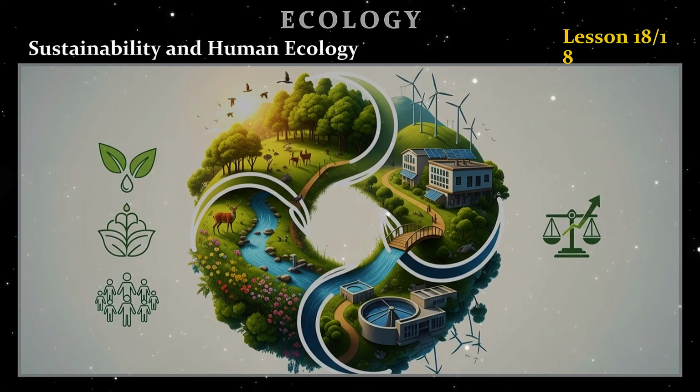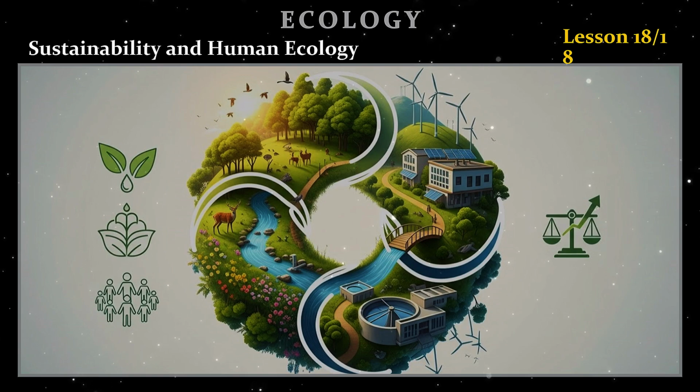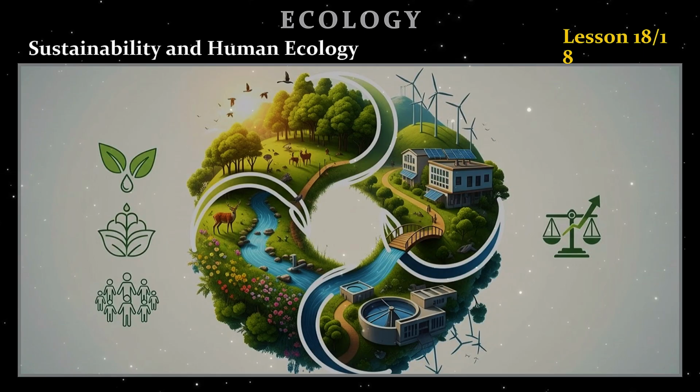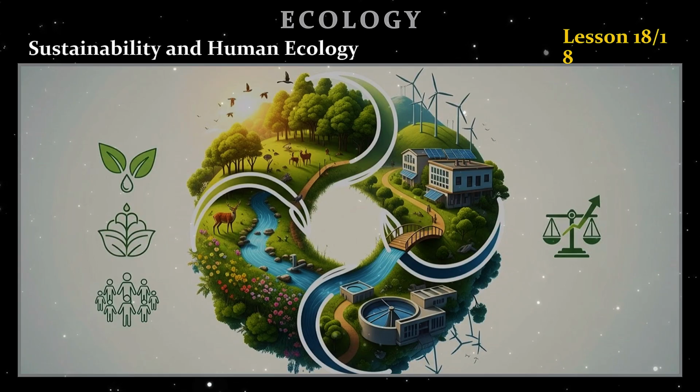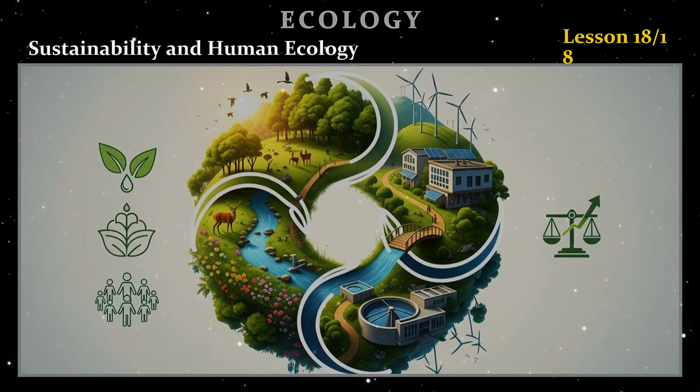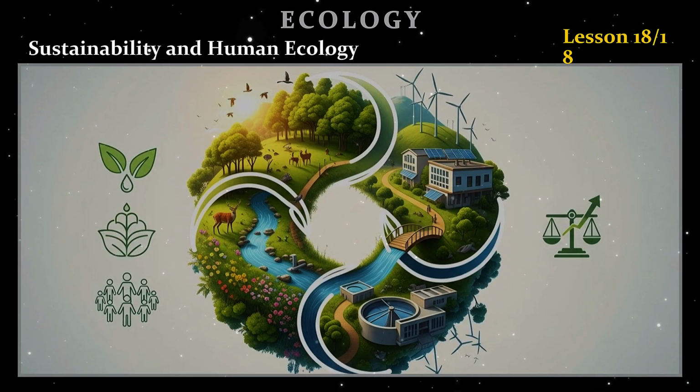Our current human economy is a straight line. We extract, we make, we use, and we dump. This is the take-make-waste model. Sustainability seeks to create a circular economy. In this model, every product is designed to be disassembled and reused. The waste from one factory becomes the fuel for another. We stop mining the earth and start mining our own trash. We mimic the biogeochemical cycles we learned about in Lesson 13.